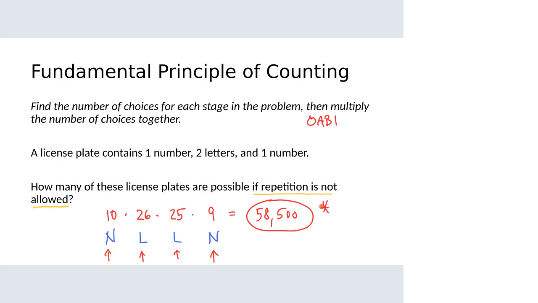Sometimes with license plates, I like to use things like the letter O can't be used because it could be confused for a zero. And so that just takes the letter O out of consideration right at the beginning. So be aware that those kind of things might happen with the conditions. But the main idea that we're talking about here is the fundamental principle of counting. Find a number of choices for each stage and then multiply those together.